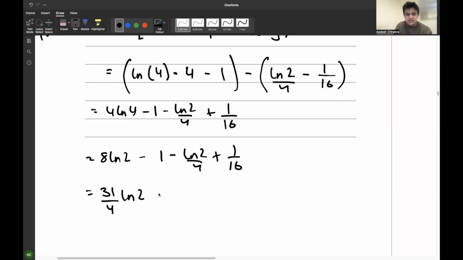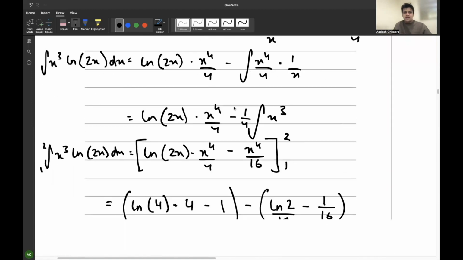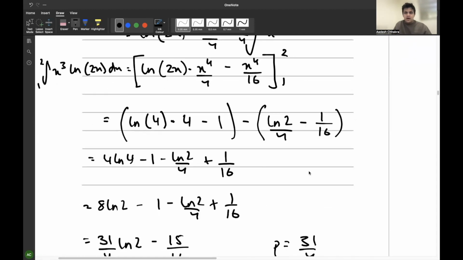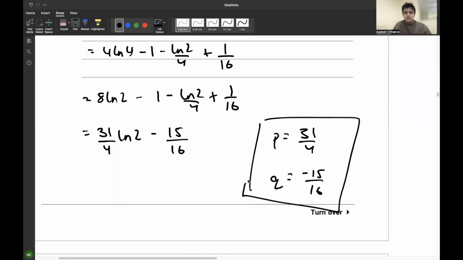is just 15 sixteenths, or minus 15 sixteenths. So this is just going to be minus 15 upon 16. So hence we have shown that P is equal to 31 by 4, and Q is equal to minus 15 upon 16. Solving this question.